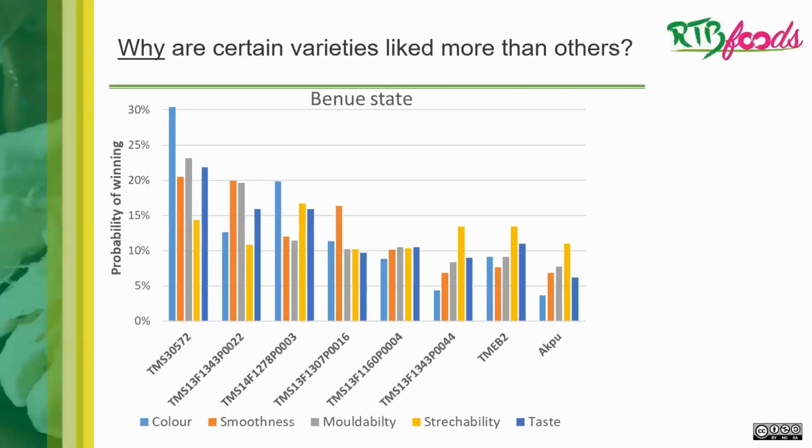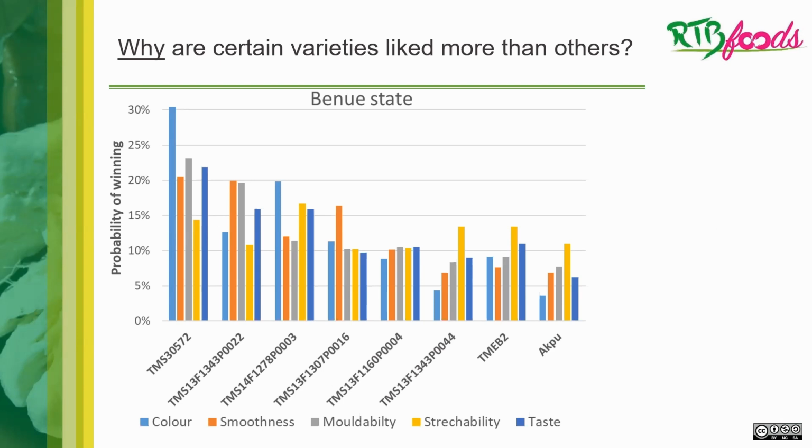But what we really also want to know is why are certain varieties liked more than others? So if you now look at the probability of winning for each variety, for each of the traits evaluated, you can see, for example, that TMS 30572 is really liked because of its color and because of its taste and moldability, but especially because of the color.